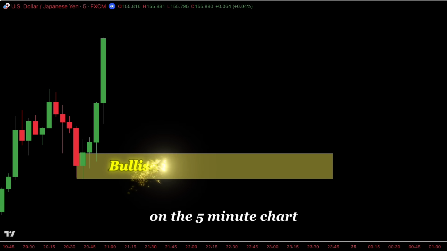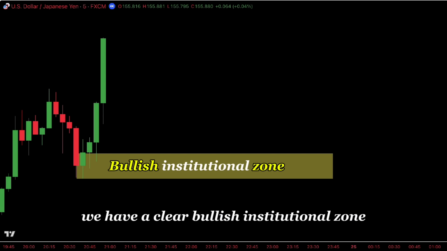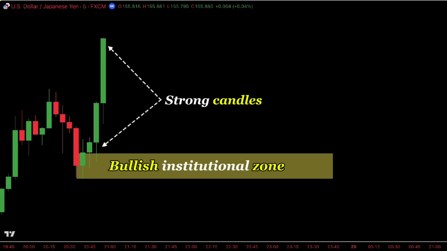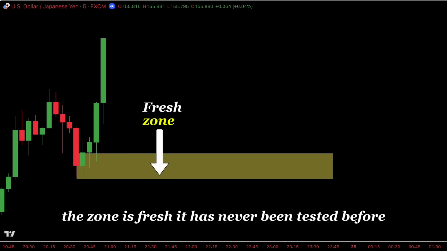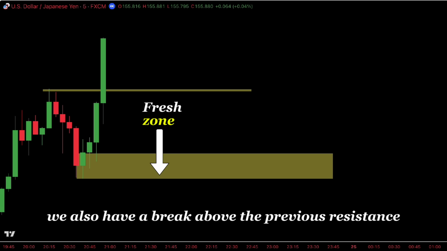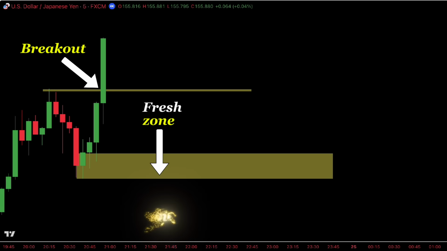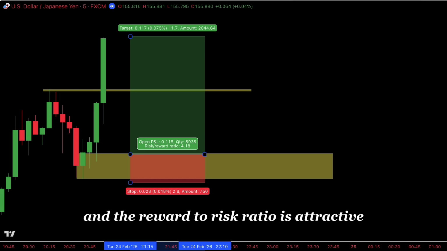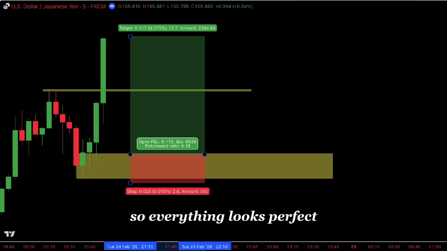On the 5-minute chart, we have a clear bullish institutional zone. The move is strong, with large bullish candles, which shows clear buying pressure. The zone is fresh. It has never been tested before. We also have a break above the previous resistance, which confirms a shift in structure and a liquidity sweep. And the reward-to-risk ratio is attractive. So everything looks perfect. Now let's see what happens next.